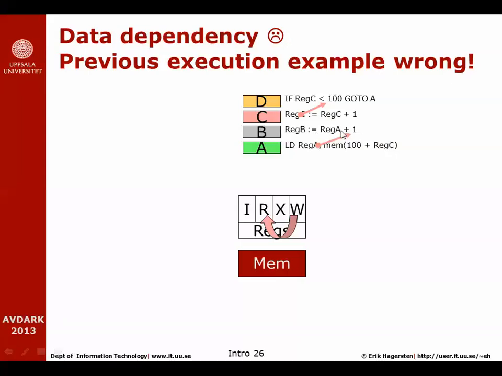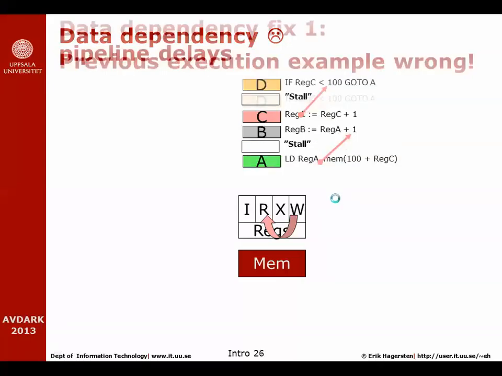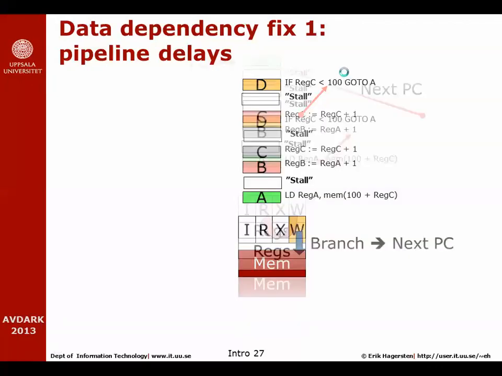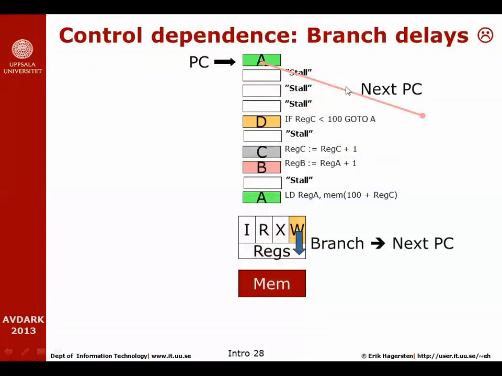The problem is that when the gray instruction reads the value of register A, that value has not yet been updated by the green instruction. So in order for us to execute correctly, we actually have to introduce what's called a stall in the pipeline. We have to wait a little longer until we start the gray instruction. We have to also wait a little longer until we start the brown instruction.